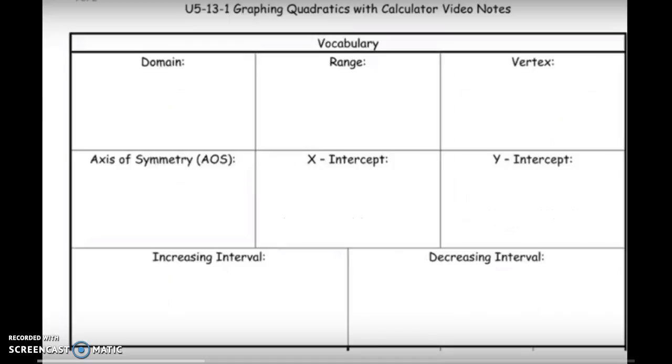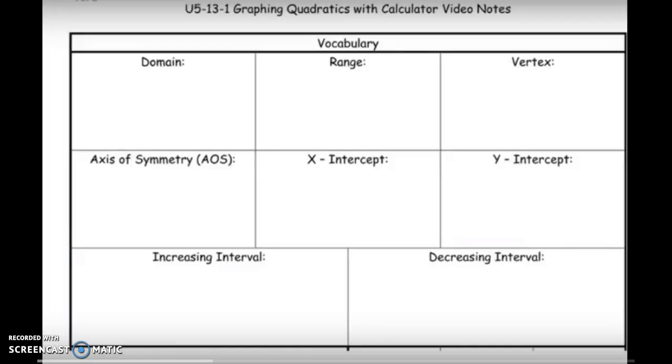Okay, so now you need your second notes sheet, and it should say Unit 5-13-1 Graphing Quadratics with Calculator Video Notes. And we are going to define and redefine these 8 vocabulary terms. We're going to use what we know to help us do an example on the notes. But before we do that, I want to just go over some vocabulary, some of which we know already and some of which might be a little bit new to us.